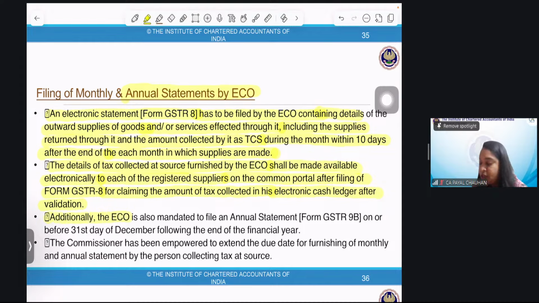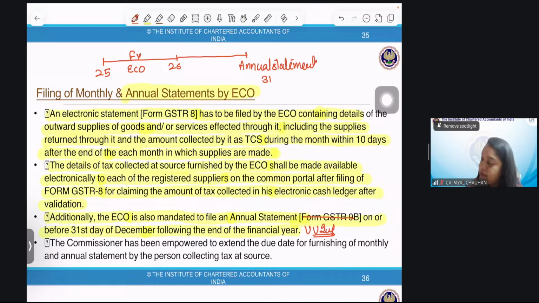It will be automatically updated and reflected in the e-cash ledger. Perfect. Now, additionally, an ECO is also mandated to file an annual statement. This is very, very important. Every e-commerce operator needs to file an annual statement in GSTR 9B, on or before the 31st day of December following the end of the financial year. I'll take my financial year as 25-26, and I'm an ECO. I need to file an annual statement on or before 31st December.